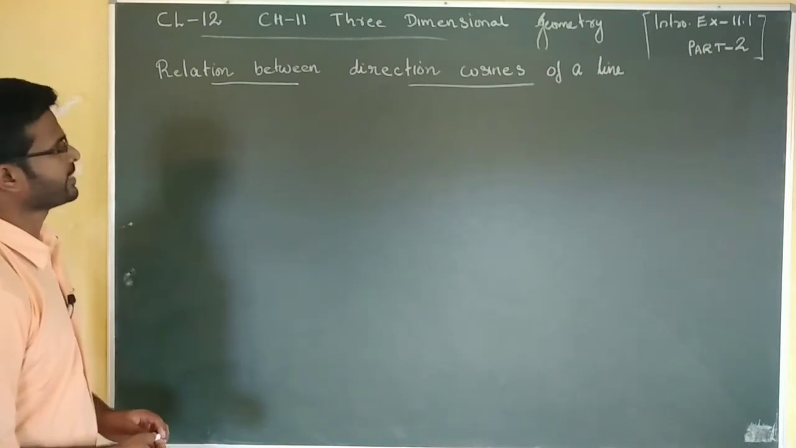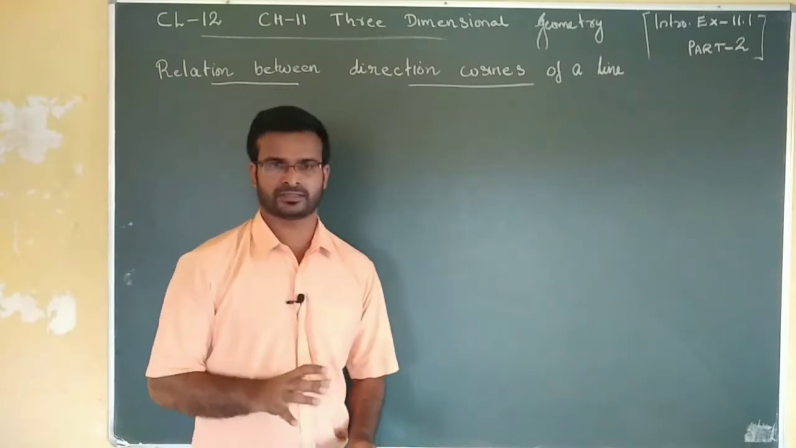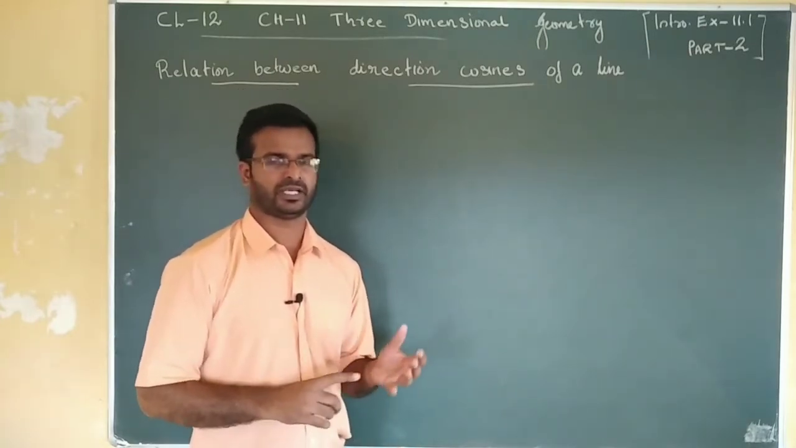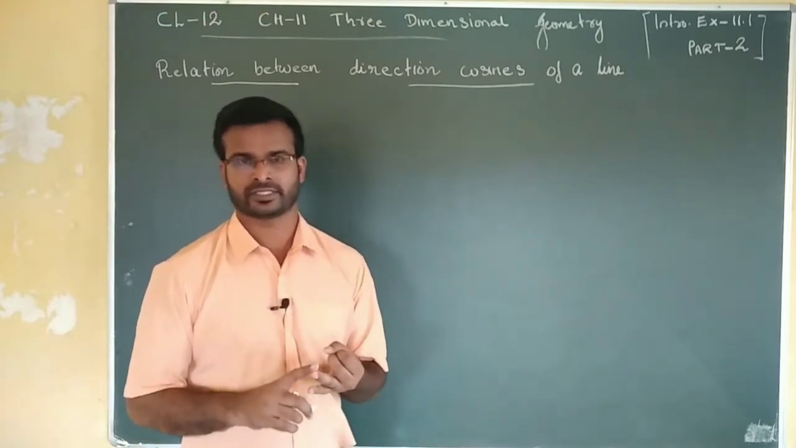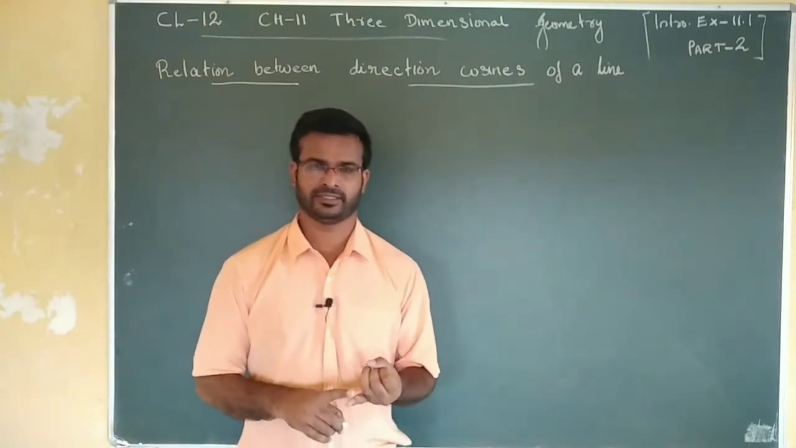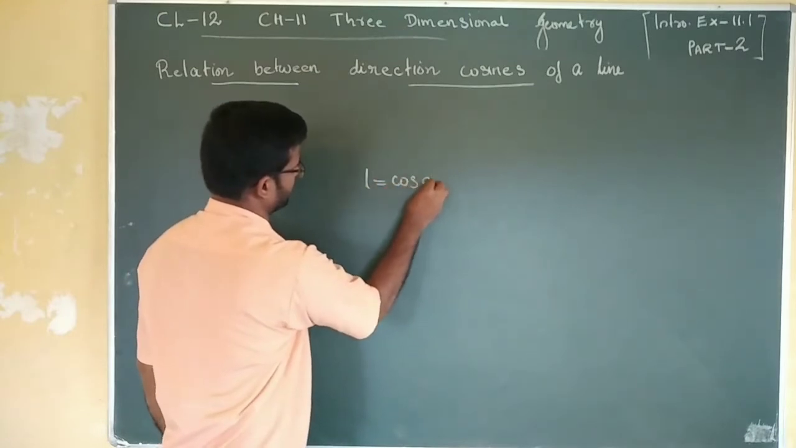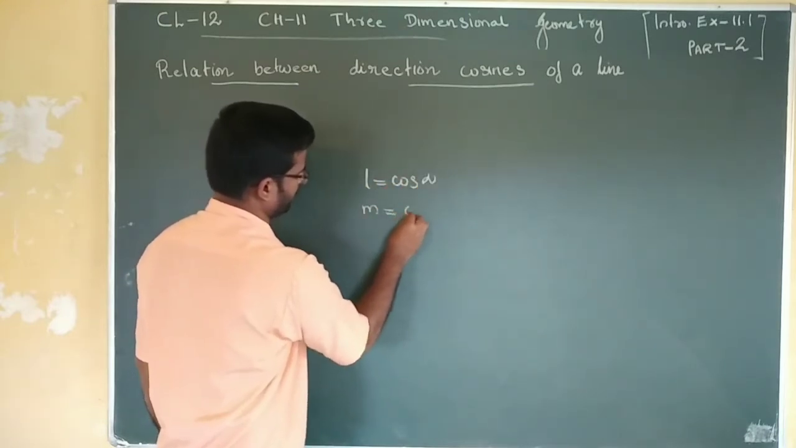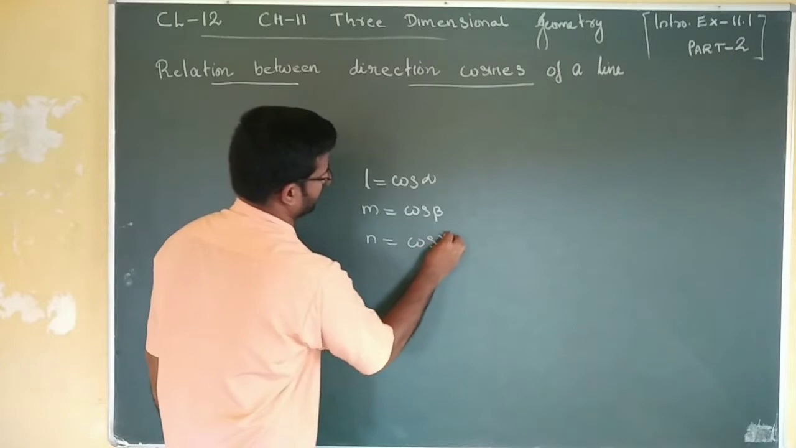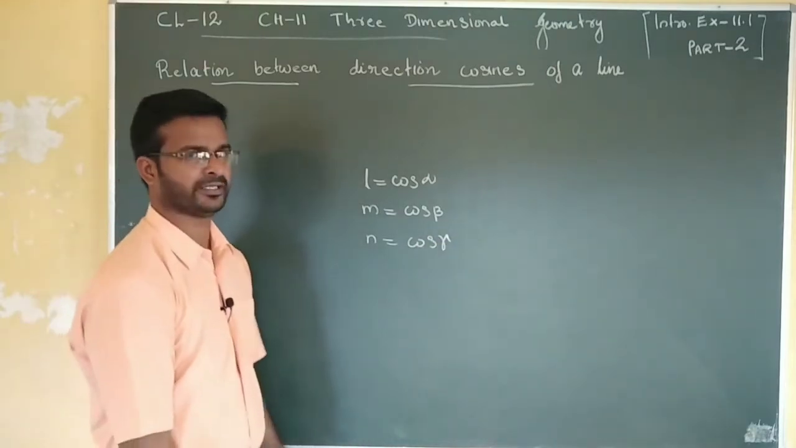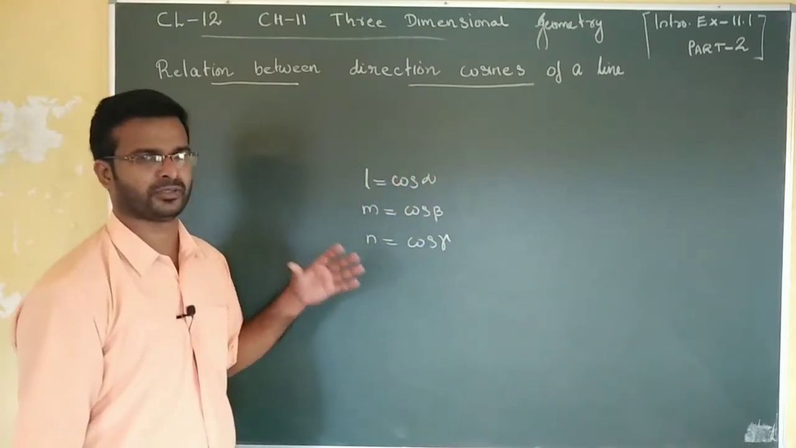The first topic is the relation between the direction cosines of a line. Here we will consider one line and check the relation between its direction cosines. There are 3 direction cosines. First, l, that is cos alpha. Then m is cos beta. n means cos gamma. These are the direction cosines of a line. What is the relation between these direction cosines?